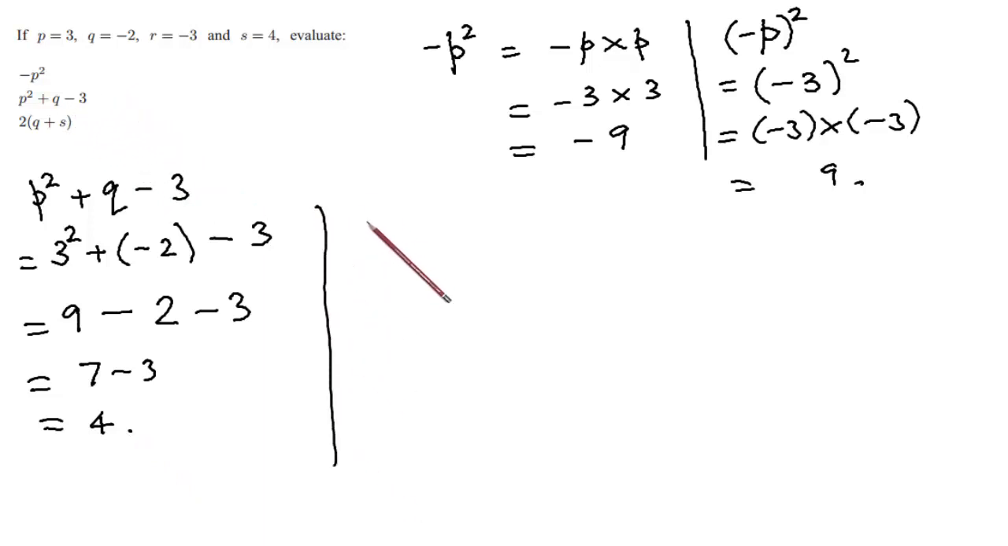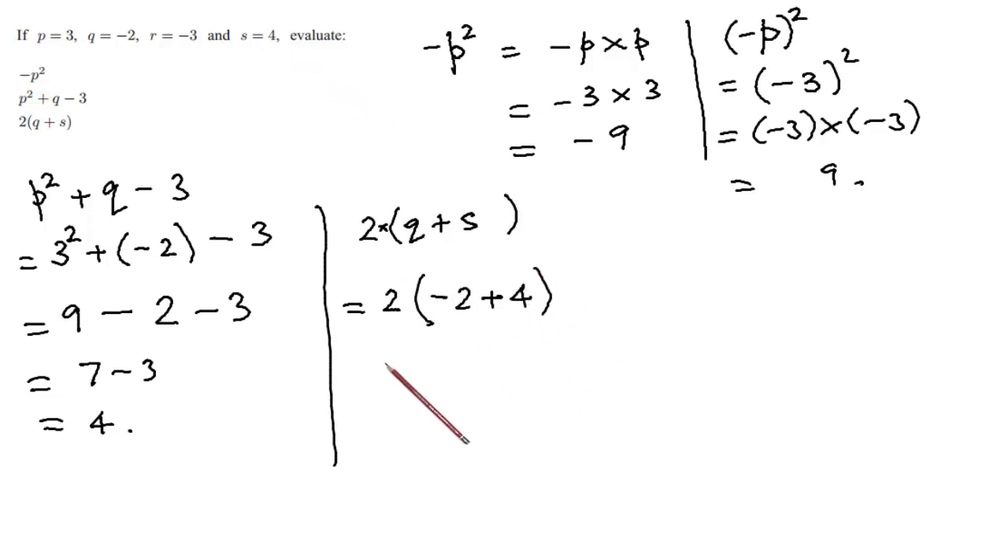What about the third one? 2 bracket open Q plus S bracket close. So very important. What is written immediately after 2? We have an open bracket. But before this open bracket and after this 2, we do not have any sign in between. So if there is no sign in between, we always assume it to be a multiplication sign, remember. So 2 multiplied by Q. What's the value of Q? Q is negative 2 plus the value of S is 4.